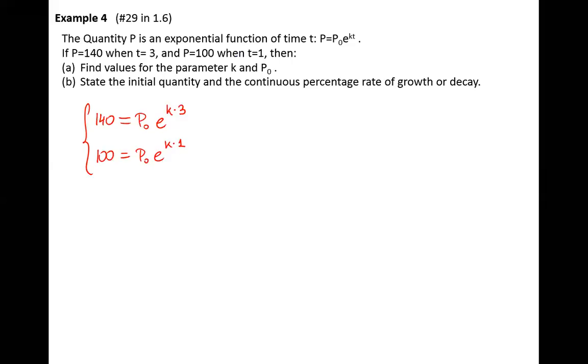Okay, let's try to solve these equations for both of them. First of all, I will solve the first one for P sub 0, dividing both sides by e to the power of 3k. And I did the same for the second equation. That means the initial amount is defined like that, and both of them are the same. I think I can compare them.